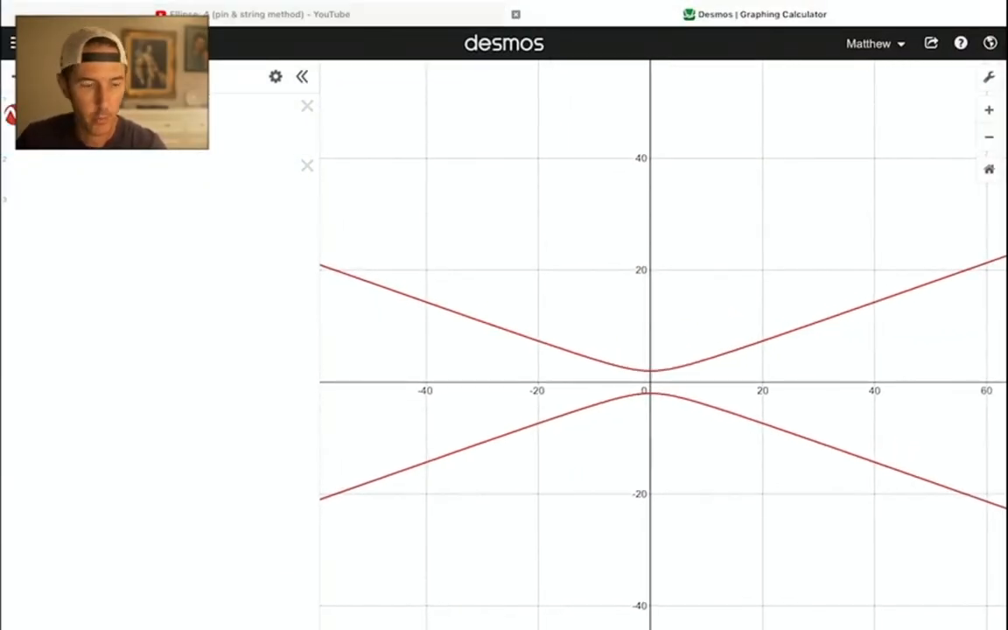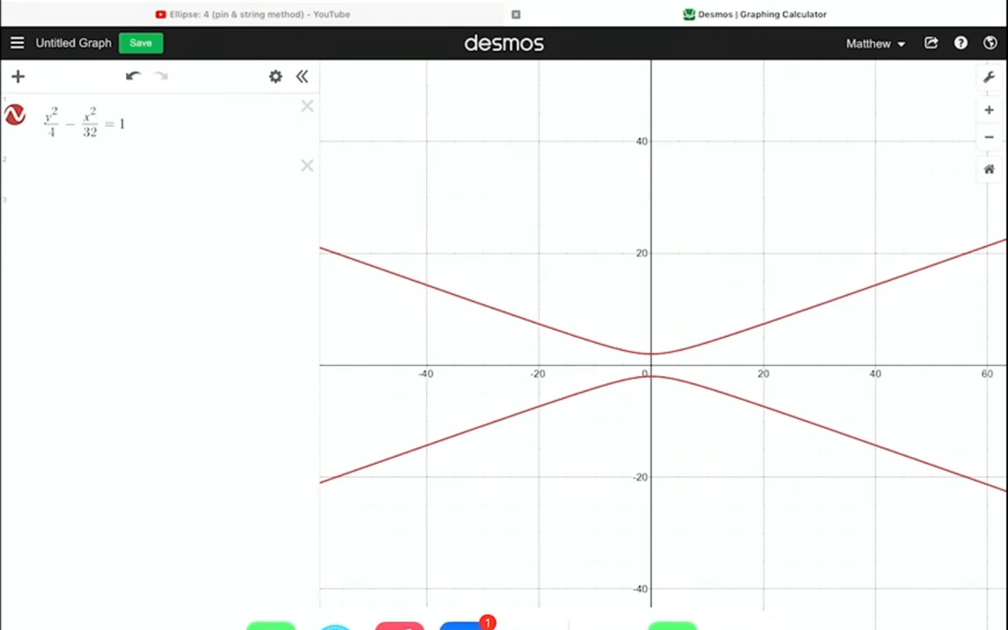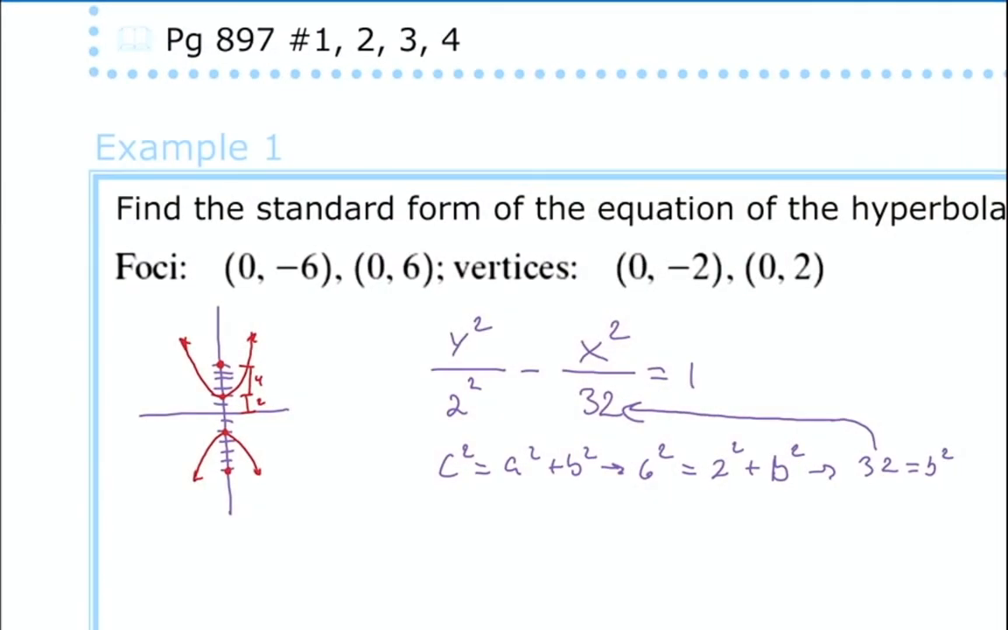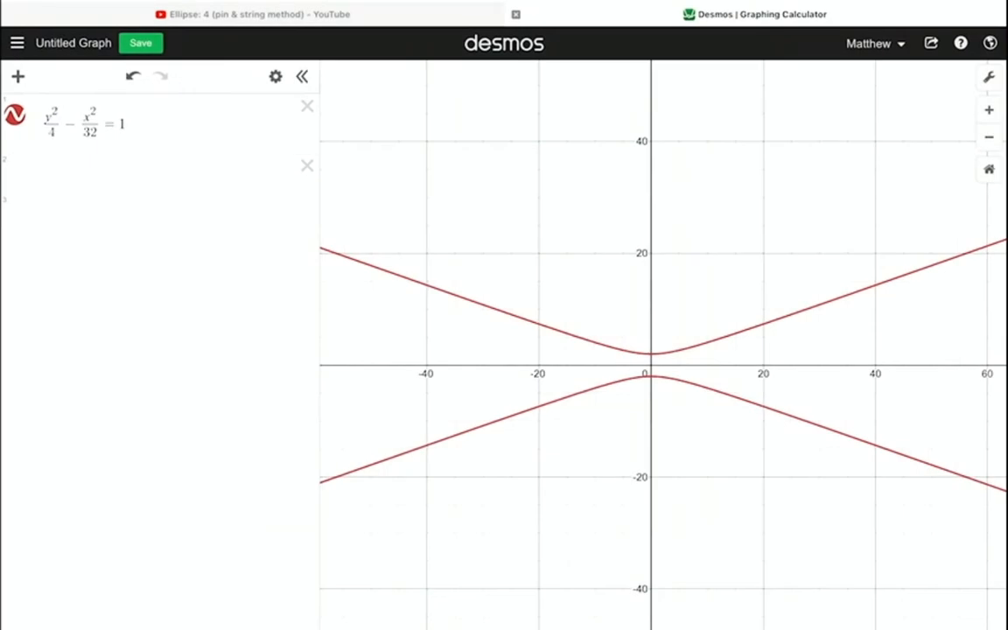Where is my, oh, my equation is behind my head. Y squared over 4 minus x squared over 32 equals 1. I'm pretty sure that's what our equation said. Over 4 and over 32, sure enough. And so my suspicion was the opposite of correct. I guess the opposite of correct is incorrect, which would be wrong.